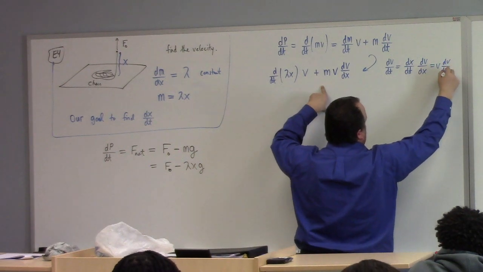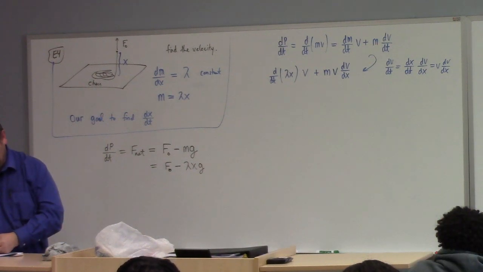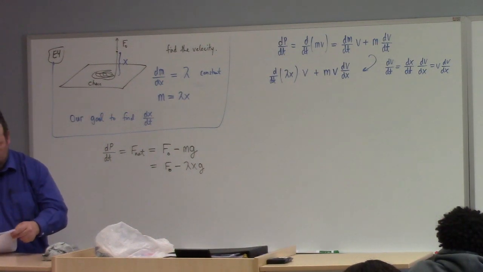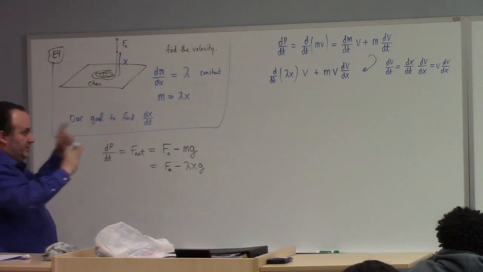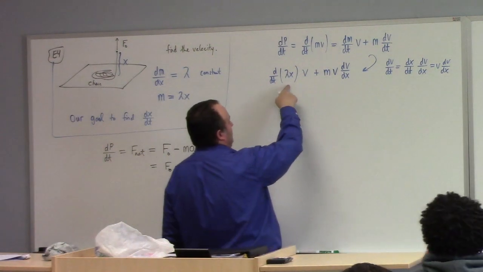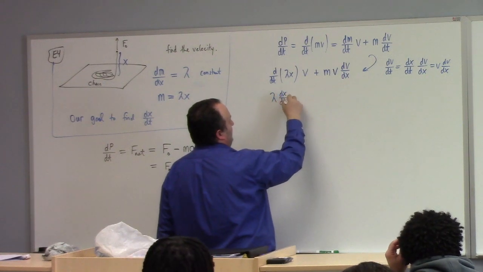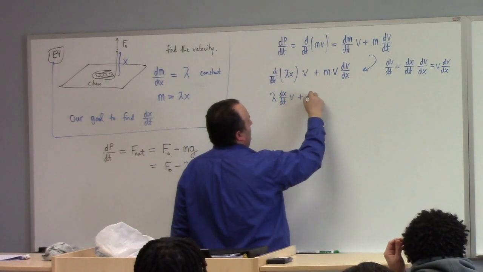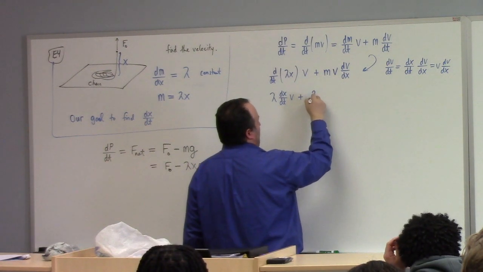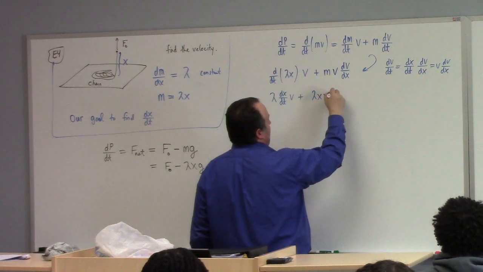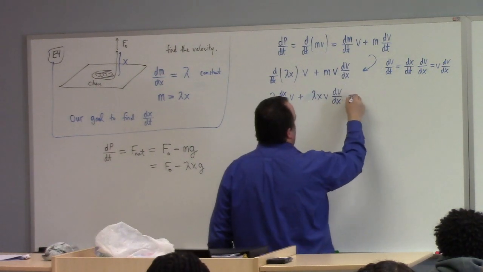I think that's what I want to do. Let me check my solution for a second, because I'm trying to find the velocity. Yeah, that's what I did. Okay, cool. All right, so what is this? Lambda's a constant, right? So I've got dx/dt times v plus m, well, m was what? Let me put all my lambdas in. That's lambda x, v dv/dx. That's all equal to what?